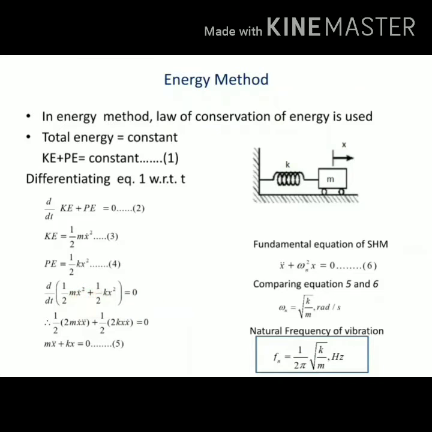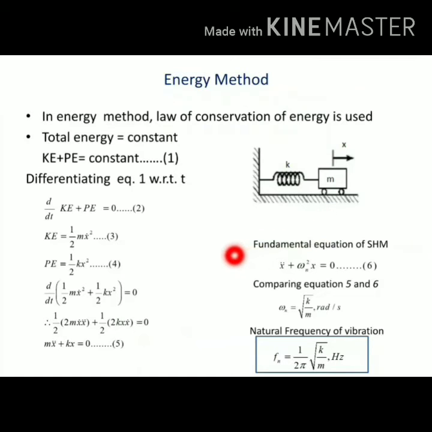Differentiating with respect to t, we get half in bracket 2m x dot x double dot plus half in bracket 2k x x dot is equal to 0. So we get m x double dot plus kx is equal to 0. So this is the equation of motion for free undamped longitudinal vibration system. Then we find out the equation for frequency.